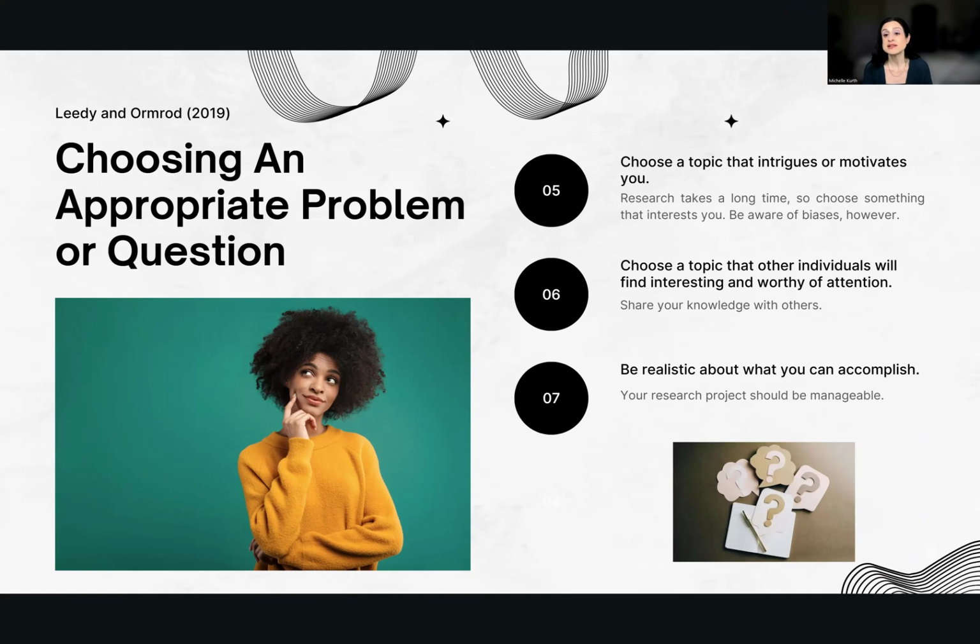And then finally, be realistic about what you can accomplish. It should be something that's manageable. It shouldn't be really extremely daunting. So if it feels that way, maybe that's not the best place to kind of dive into.